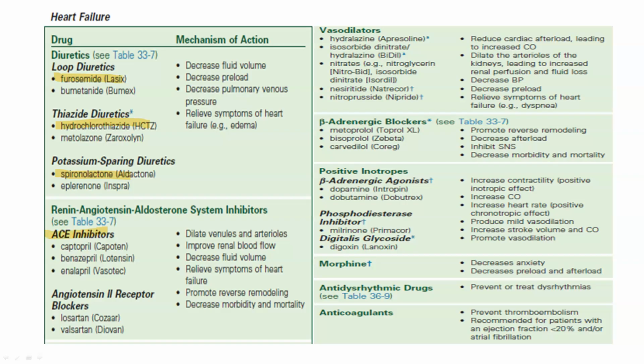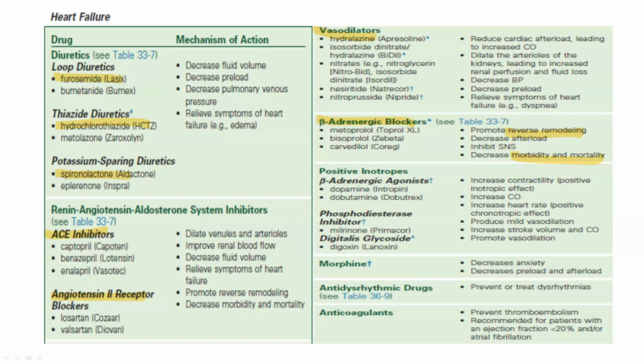We use ACE inhibitors and ARBs to prevent remodeling. We use vasodilators such as hydralazine, isosorbide mononitrate or dinitrate, nitroglycerin, nitroprusside, because that's going to decrease afterload, which is going to make it easier for the heart to pump. We said we give beta blockers to prevent morbidity and mortality, right? Promote or reverse remodeling. It allows the heart to do the same amount of work with less.